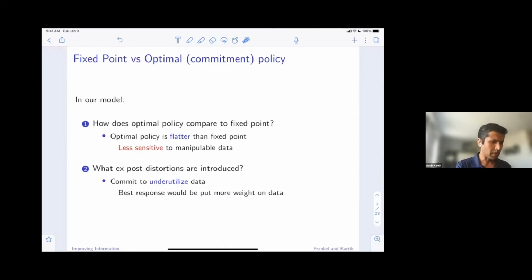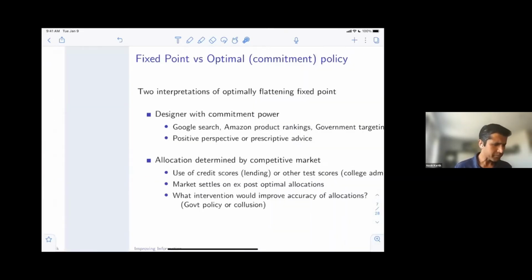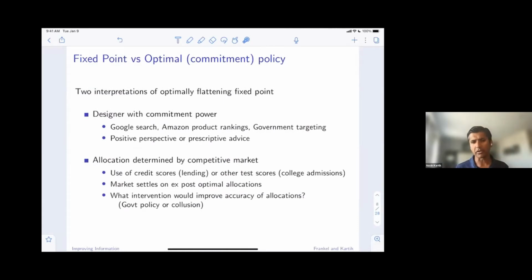Okay, so that's where I'm headed. Most of the talk, given the short time frame, is just going to be focused on providing the model and the framework that generates the result and stating the result precisely and giving you a bit of intuition. But I want to point out how we think about interpreting our result.